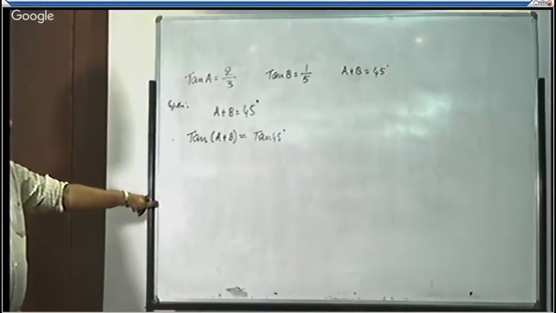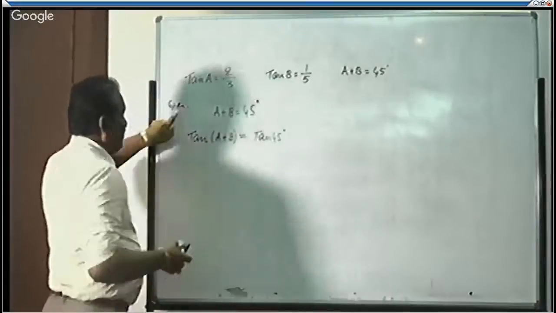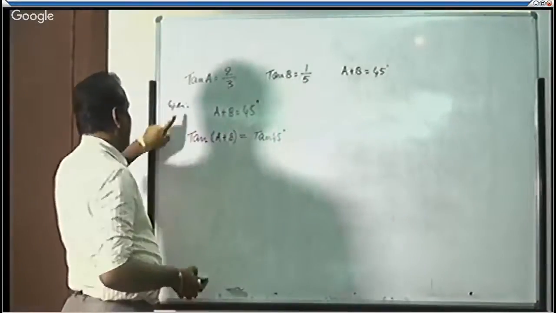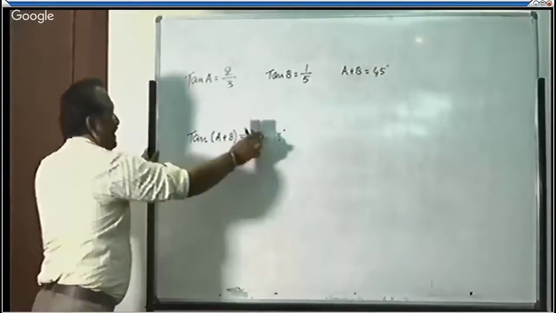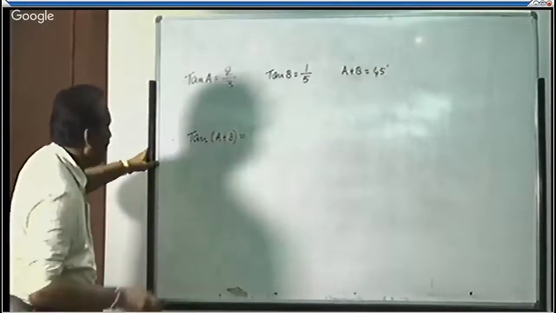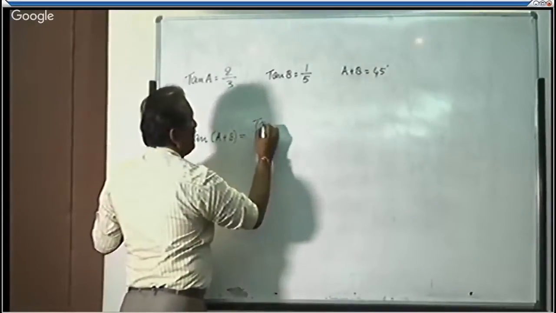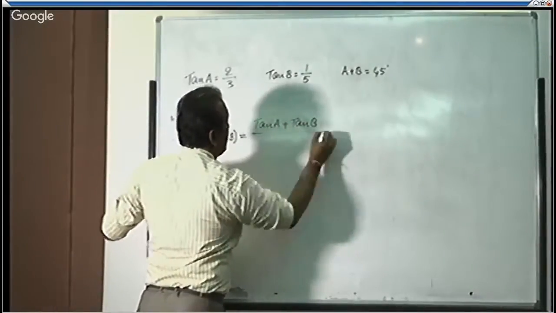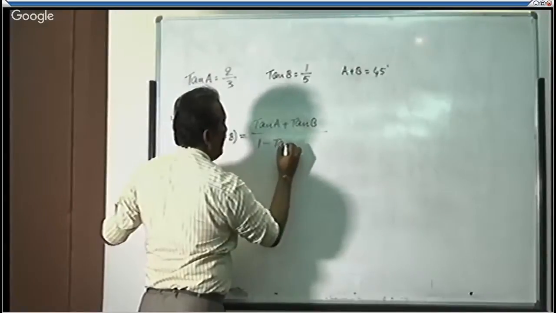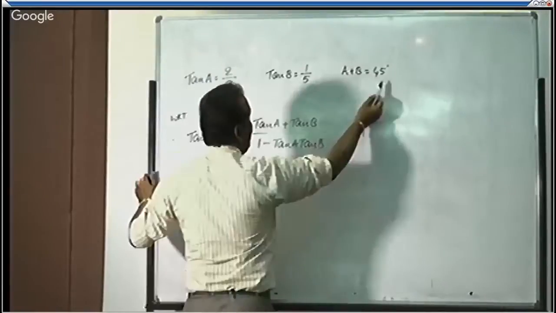Right? Tan of A plus B is equal to tan 45 degree. Here we are going to prove A plus B is equal to 45. It is not given, it is required to find. We know that tan of A plus B is equal to tan A plus tan B whole divided by 1 minus tan A tan B, because A plus B is equal to 45 degree is our goal to prove.